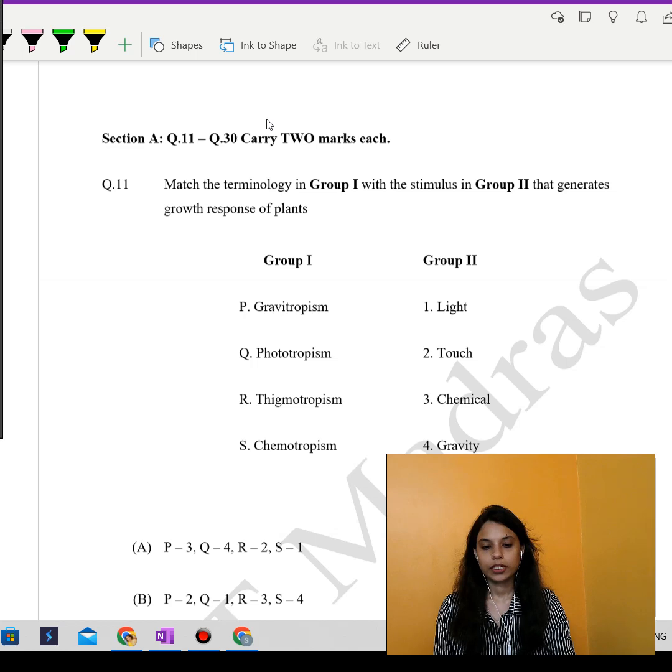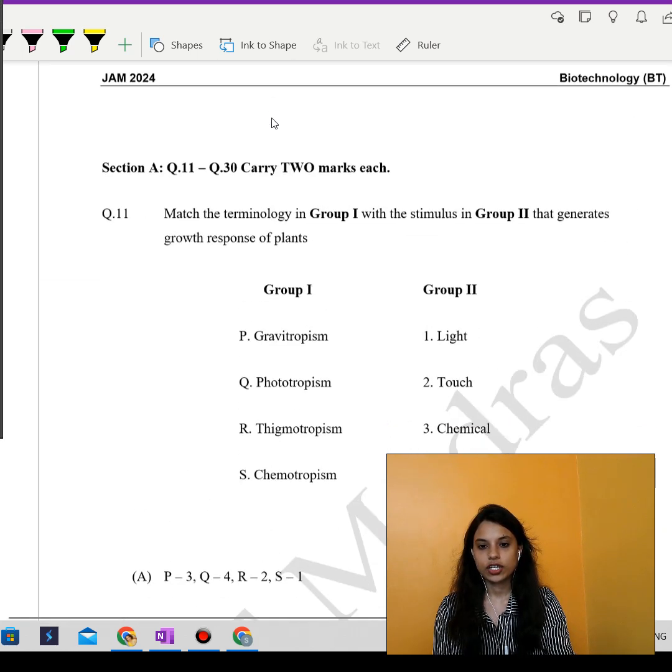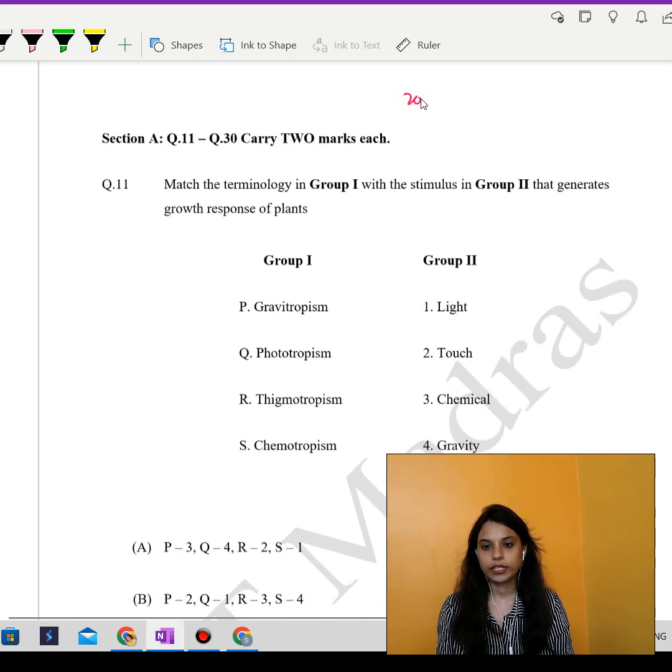Hello everyone. We are solving the IIT JAM Biotechnology paper of 2024, and here we are going to solve around 5 questions in today's video. Let's do this question. It says match the following, match the terminology in group 1 with the stimulus in group 2 that generates the growth response of plants.